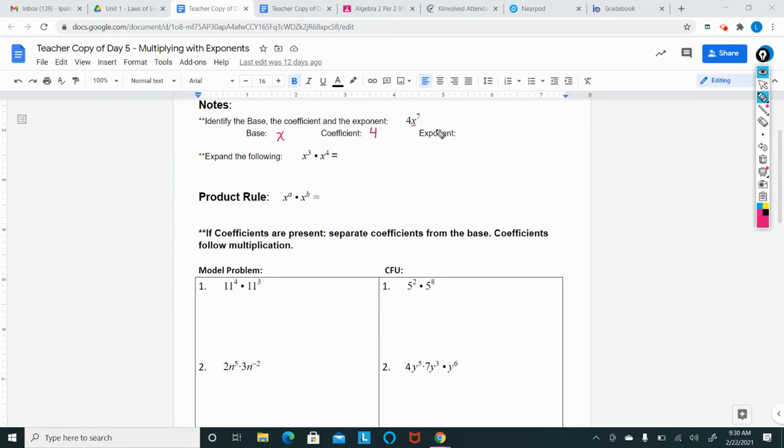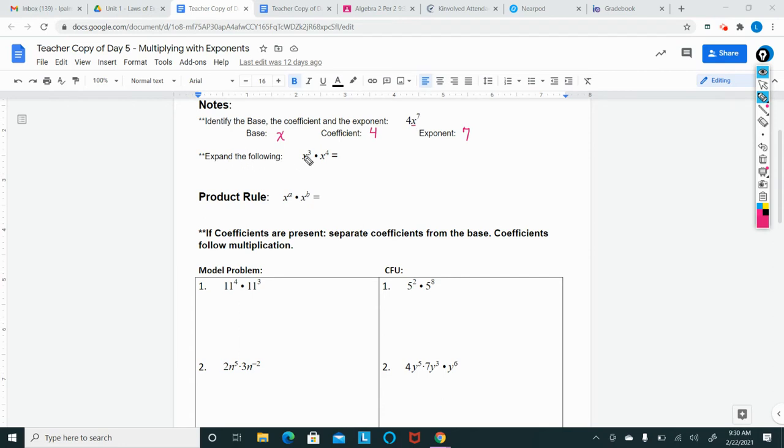And then we have our exponent, which is the little number up in the upper right-hand corner of your base, and that is 7. So this x value is being multiplied by itself 7 times, and then after that, we are multiplying that value by 4 times. Okay. So what does that mean?